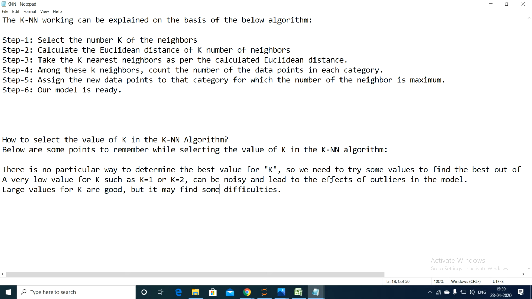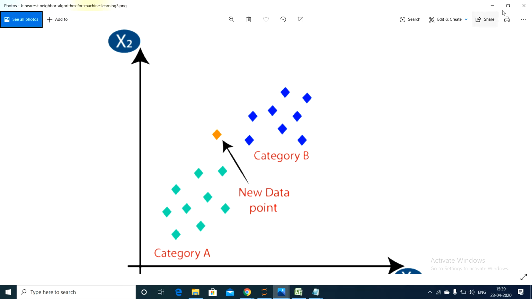If you take a small k value, you will be affected by outliers. If you take a large k value, it might be difficult for calculation. Take k value as 5, or you can take any value, but if you take a small k value you will get more outliers. If you take a large k value, we need to find many Euclidean distances, so model performance will decrease. This is about the KNN algorithm. Let us move on to the implementation part of KNN.